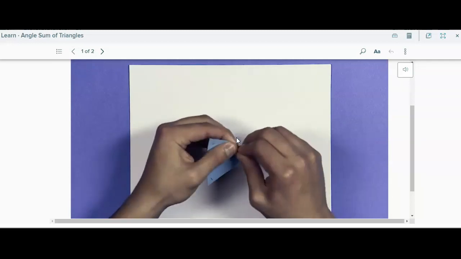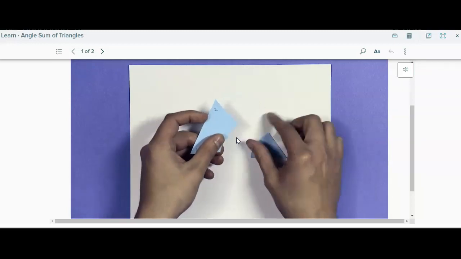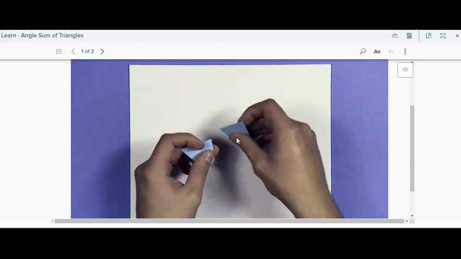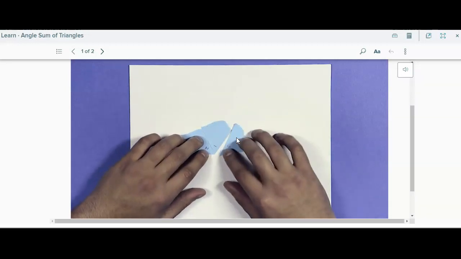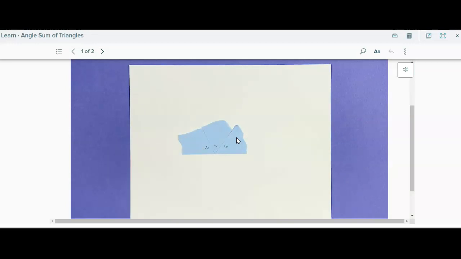We can demonstrate the relationship by first tearing off each corner, or angle, of the triangle. Arrange the corners so they meet at one point. Notice that the angles create a straight line. This means the sum of their measures equals 180 degrees.